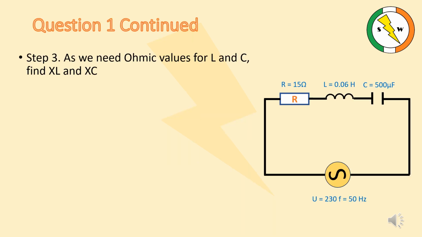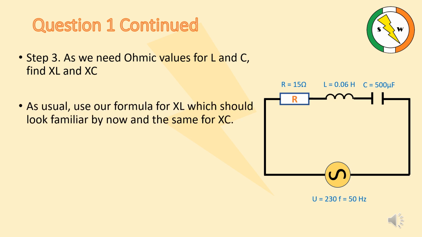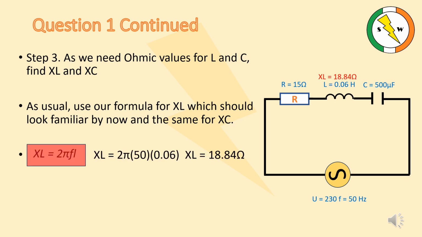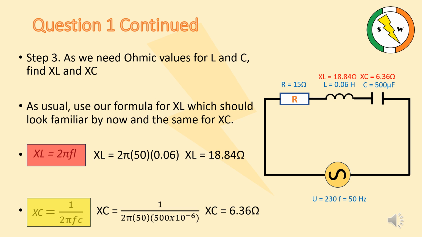Step 3. As we need ohmic values for L and C, find XL and XC. As usual, use our formula for XL, which should look familiar by now, and the same for XC. XL equals 2 pi by 50 multiplied by 0.06. XL equals 18.84 ohms. XC equals 1 divided by 2 pi multiplied by 50 times 500 by 10 to the power of minus 6. XC equals 6.36 ohms.